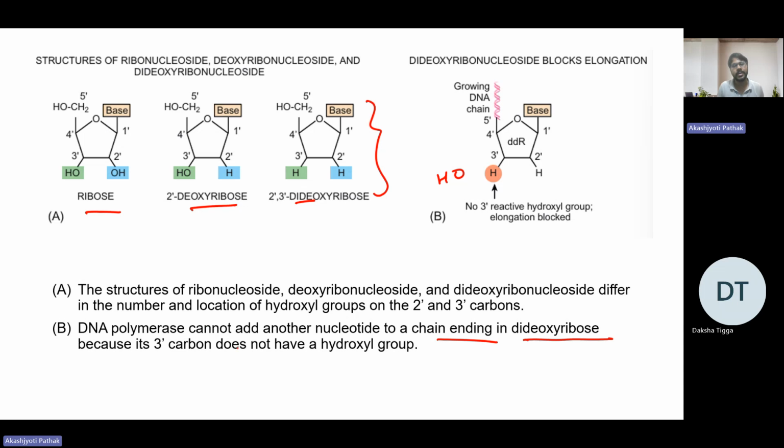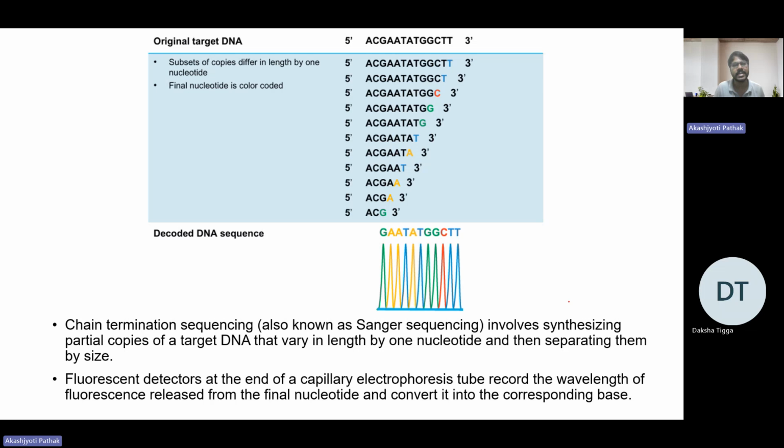Because its 3' carbon does not have a hydroxyl group, this DNA polymerase cannot add another nucleotide to a chain ending in dideoxyribose. So this is what is utilized in Sanger sequencing.